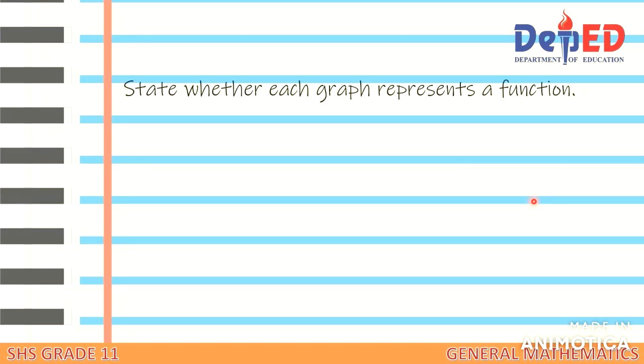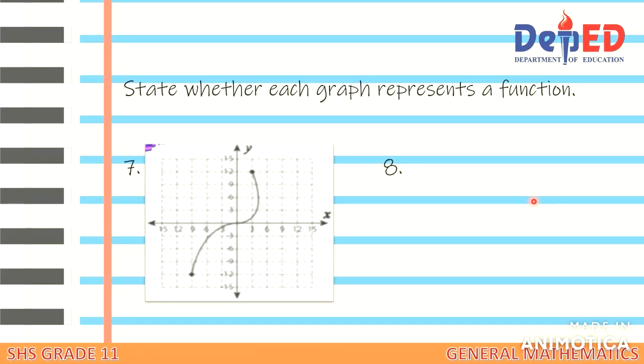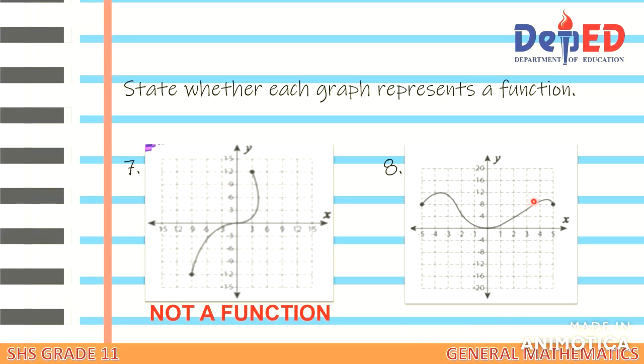State whether each graph represents a function. So we're going to use the vertical line test here. So number 7, is it a function or not a function? Not a function. Number 8, it is a function. Here, if we're going to draw a vertical line, we can have 2 points of intersection. But here, wherever you want to draw a vertical line, you can have only 1 point of intersection. That's why number 8 is a function.